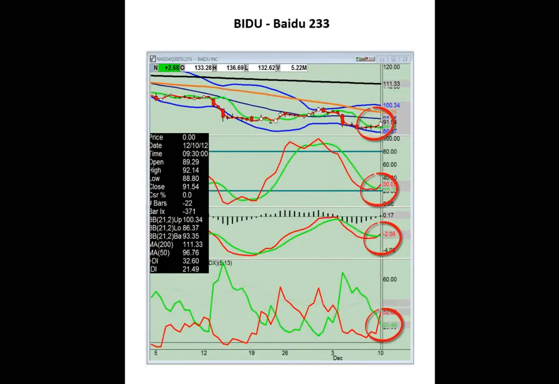This is Baidu. If you're not familiar with Baidu, think of Baidu as like the Chinese Google, is the way I would think about it. Entry here on the 233. This is mid-December of 2012. Yep, 2012. Did this trade for client money way back when. Entry there about 91.5. Signaling, signaling, signaling.